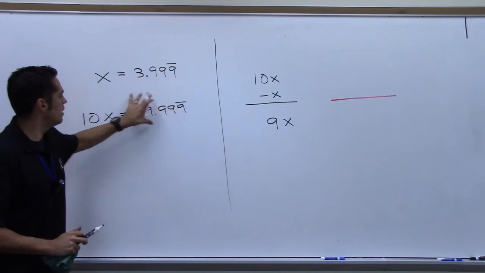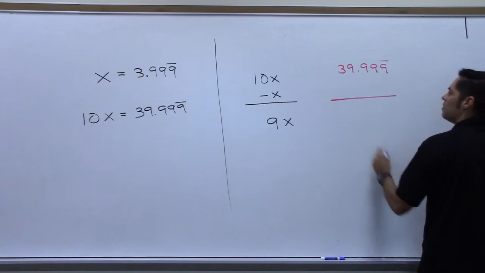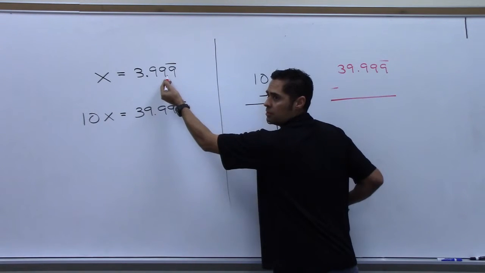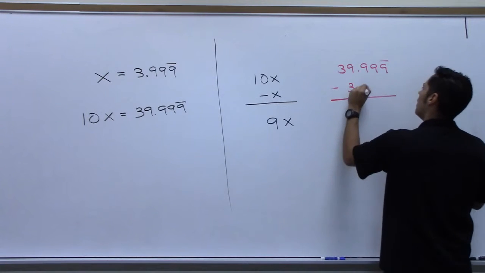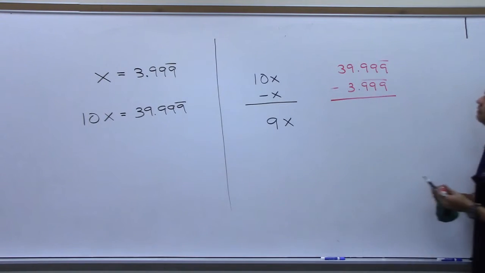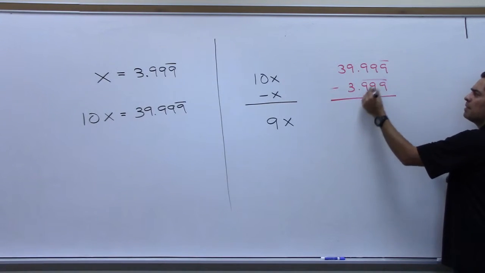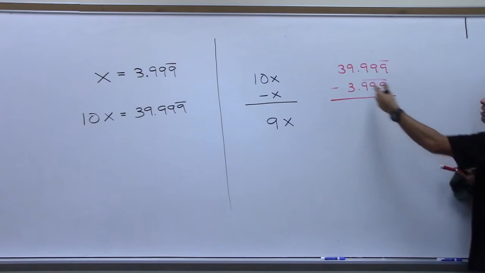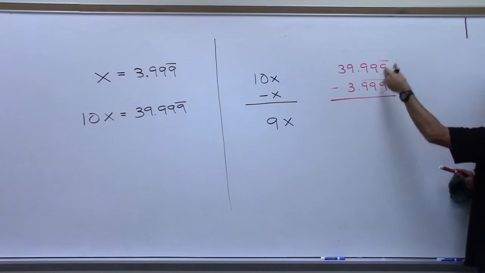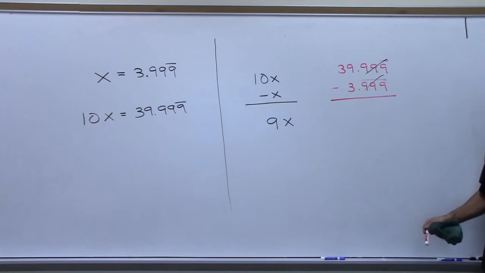So what's 10x over here? 39.999 forever, right? Subtract from that x, which is 3.999 forever. Okay, what happens when we subtract these? What about the 0.999s forever? They're all gone, right? All these 9s forever, you're subtracting each one of them. That end of the problem is gone, isn't it? And all you're really left with is 39 minus 3, which is 36.